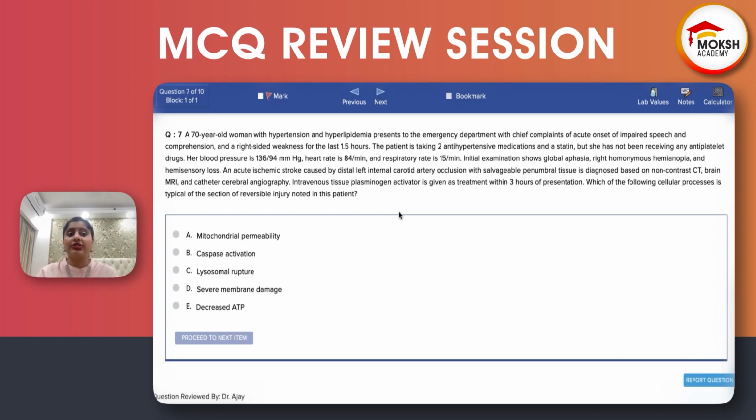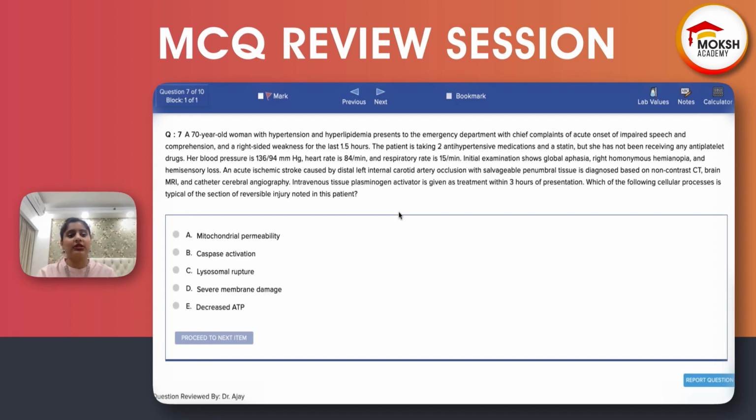Her BP is 136/94, heart rate is 84, respiratory rate is 50. Initial examination shows global aphasia, right homonymous hemianopia, and hemisensory loss. An acute ischemic stroke caused by distal left internal carotid artery occlusion with salvageable penumbral tissue is diagnosed based on a non-contrast CT, brain MRI, and catheter cerebral angiography. IV tissue plasminogen activator is given as a treatment within 3 hours of presentation.